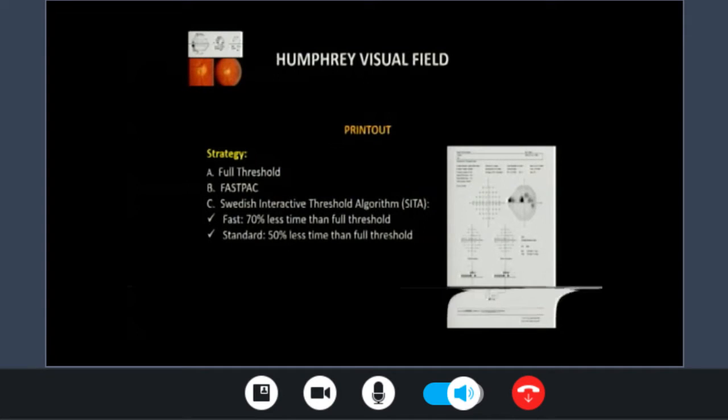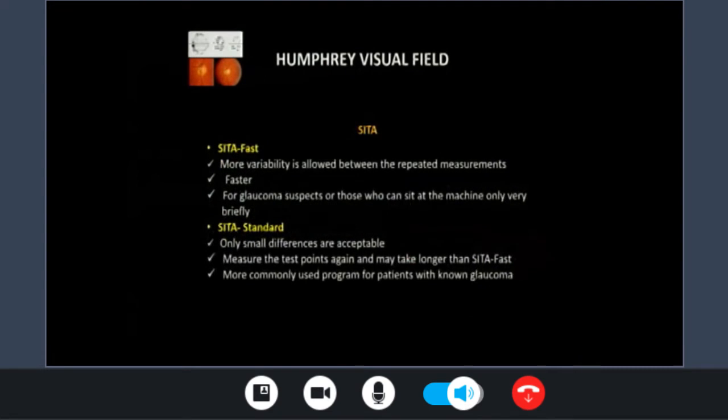We have different strategies in the printout that you will be seeing here. We have the full threshold and the fast pac and the SITA standard, or sorry, the SITA, which is the Swedish interactive threshold algorithm. You have SITA standard and SITA fast. Most of our practice in glaucoma clinic, we use the SITA standard. I might skip this for the sake of time.